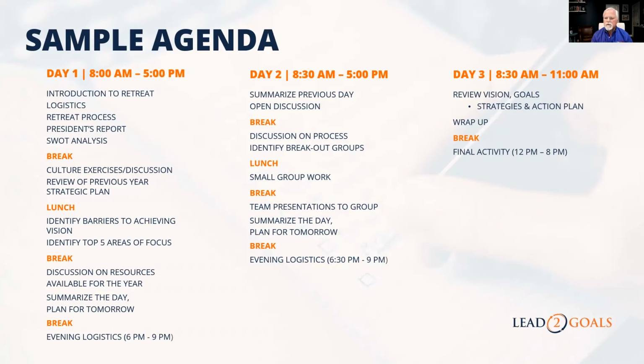Talk about the resources. And this is where the CEO comes back in and says, here's what we're going to do. Here's how much time we're going to spend. Here's how much money we're going to spend. Here's what's available to us. All of that gets done before we even start working on what the plan is. Summarize the day, plan for tomorrow, and do some logistics.